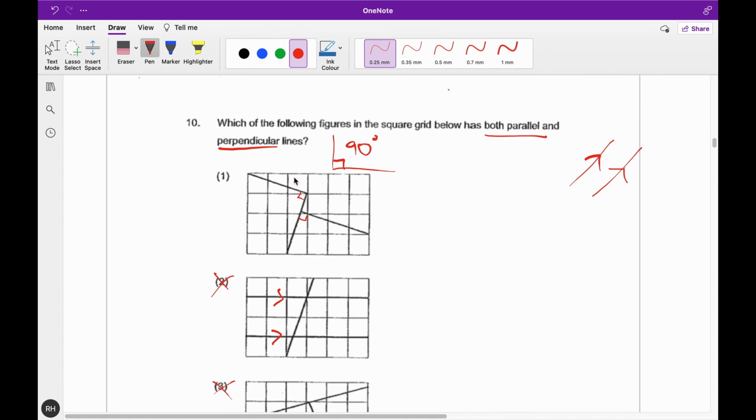So if we take a look at option 1, we have two intersections that are 90 degrees, and then where's the parallel line? Okay, the parallel line is over here. Okay, this line and this line. So if you extend this line out, you know it's actually moving in the same direction and it will form a pair of parallel lines. So the answer is option 1.